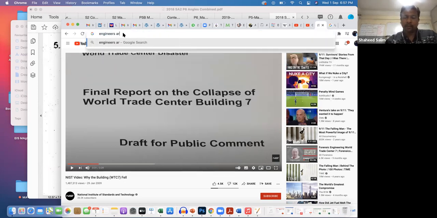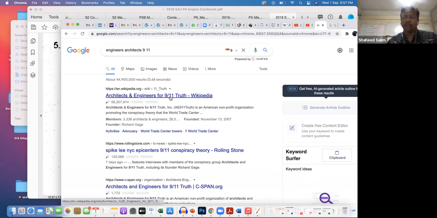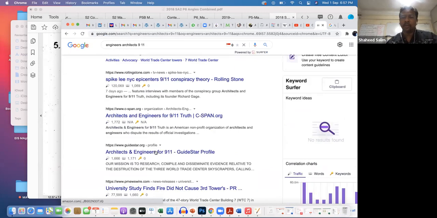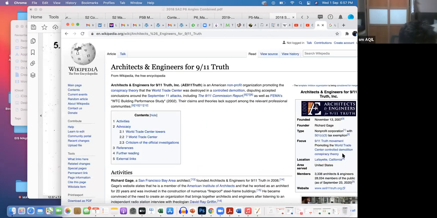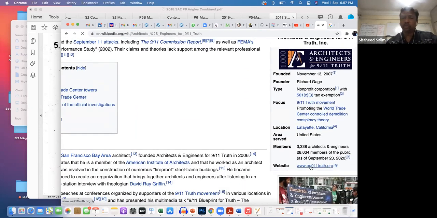Engineers, architects, 9/11. There's a website called Architects and Engineers for 9/11. You go to their website. Where is it? This one, Wikipedia. Okay, we go Wikipedia first. Down here, they give you the website. You go to the website, the truth for 9/11 truth. These are architects and engineers.